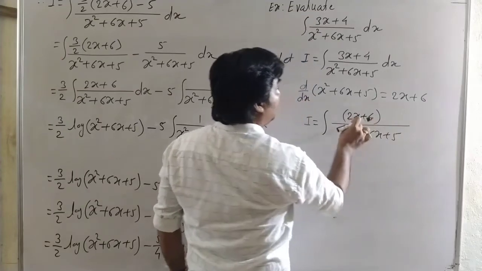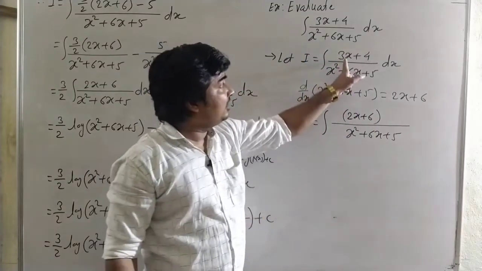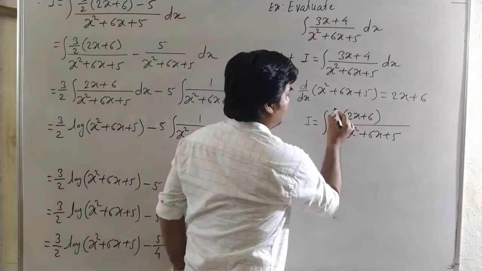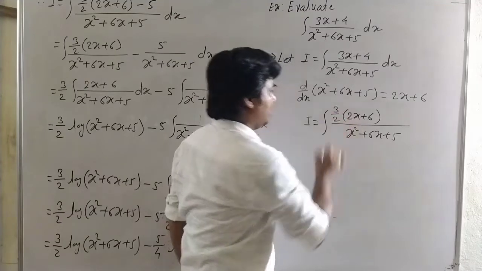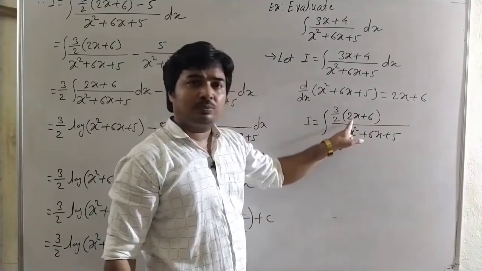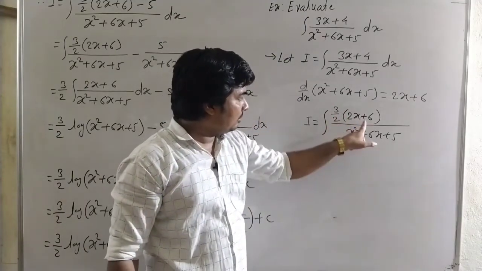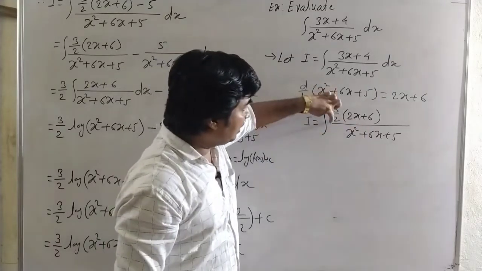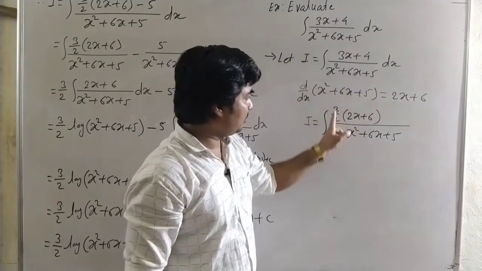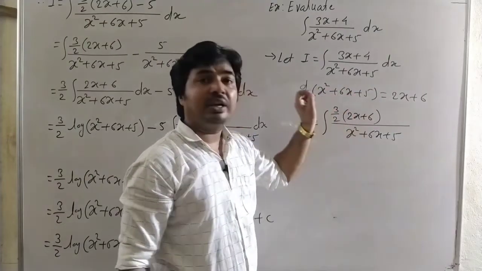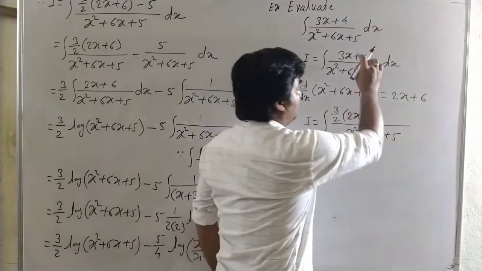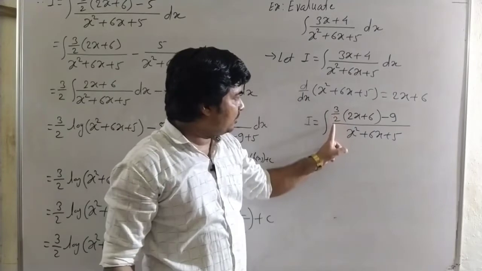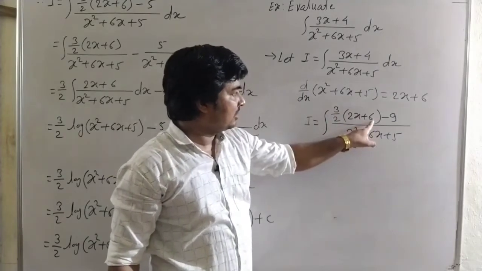Okay, but in the numerator there is a 3x, and here we write 2x. So we multiply by 3 by 2. See carefully, here it is 3 by 2. Therefore if we multiply, the 2 gets cancelled. Here it is a 3, and then we multiply 3 by 2 into 6. See carefully, 3 by 2 into 6, then we get 9. Okay, but here it is minus 4. So this 9 will be cancelled. So 3 by 2 into 2x plus 6 and minus 9.